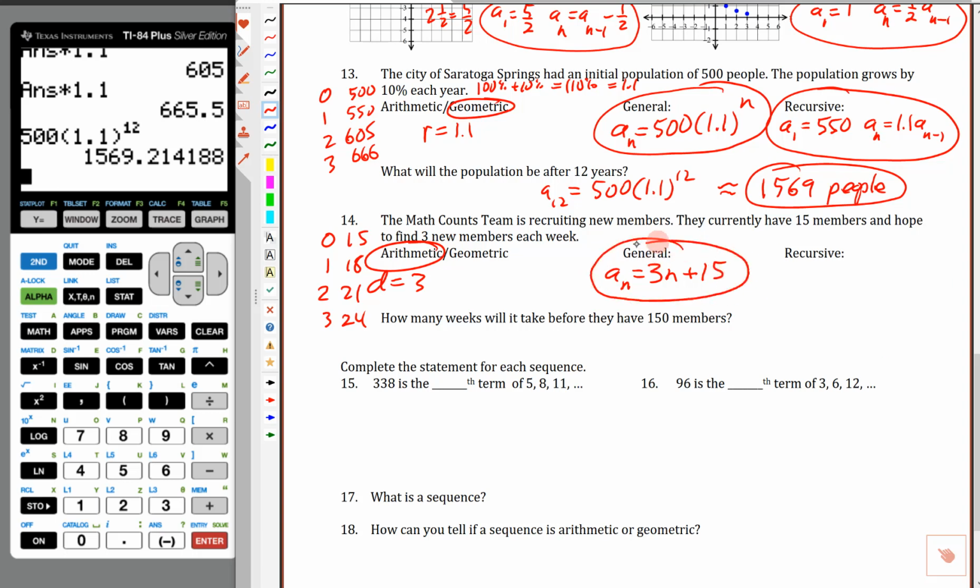So this right here is the general formula, and if you wanted to check and make sure that this actually works, after 3 weeks they should have 24. So put a 3 right here. 3 times 3 would be 9. 9 plus 15 would be 24. So our formula works. And then again, recursive.